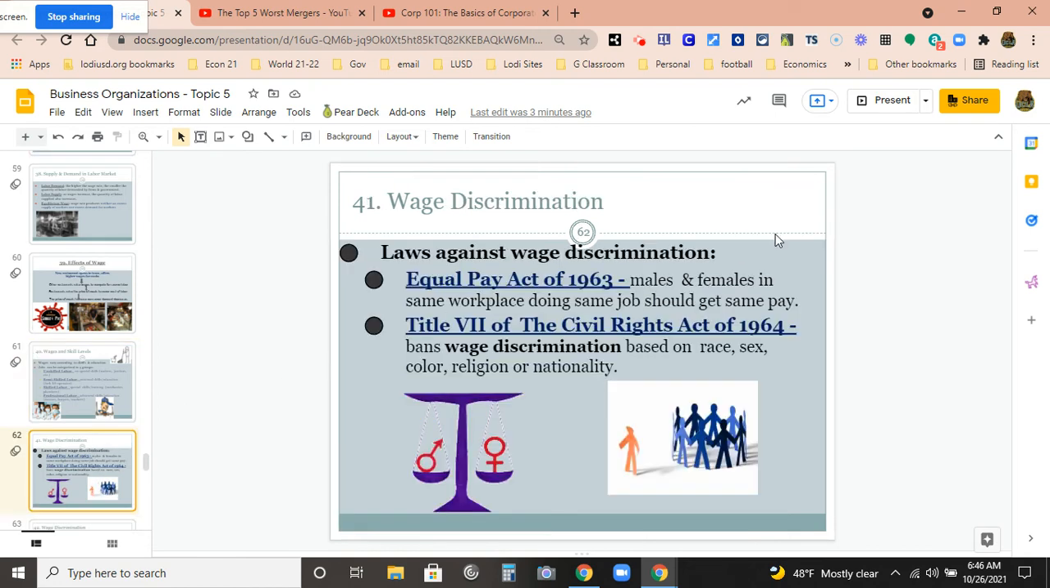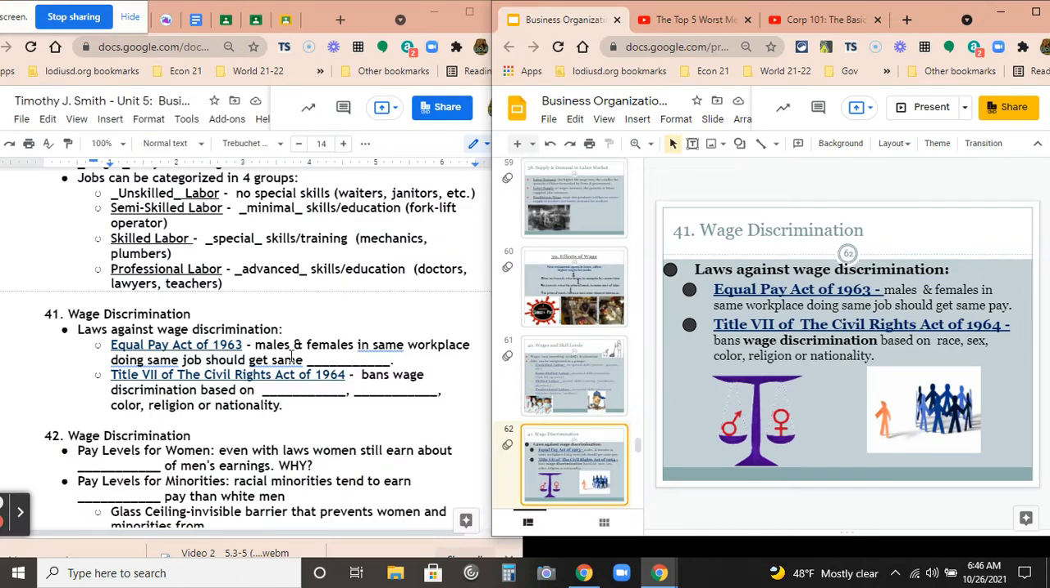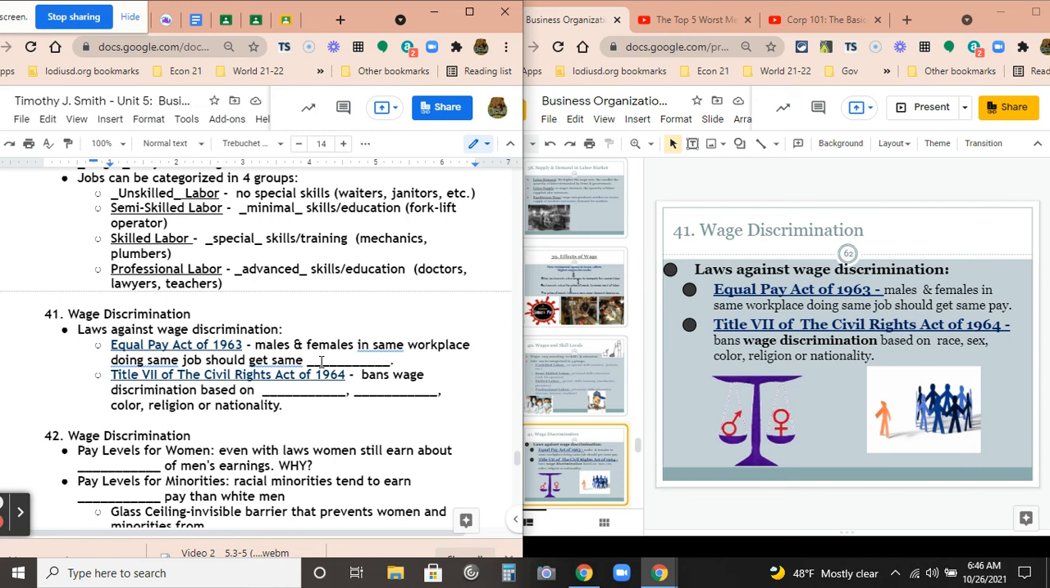So look at the next one: wage discrimination. Unfortunately, people don't always get paid correctly. And this has been going on for years. The Equal Pay Act of 1963 said males and females in the same workplace doing the same job should get the same pay. That you needed to pass a law like this meant they weren't getting the same pay. What happens is employers choose to pay men more than women for the same work. This is illegal based on this law.